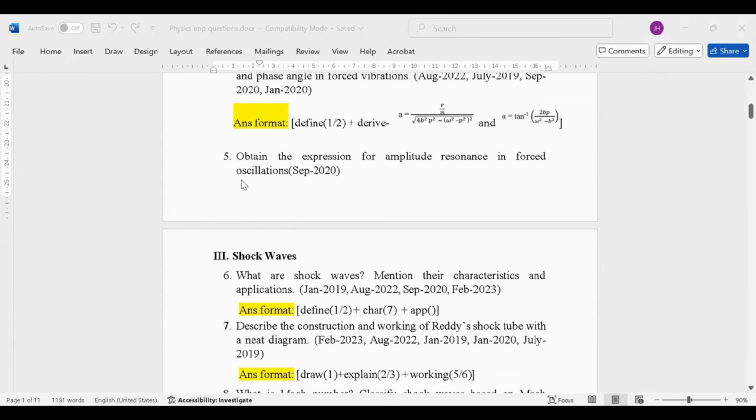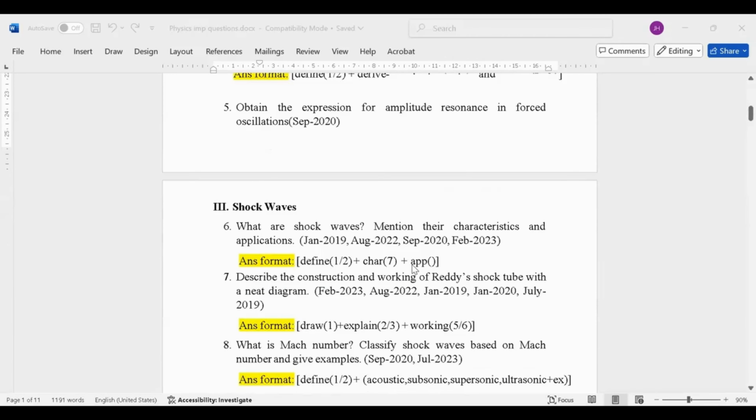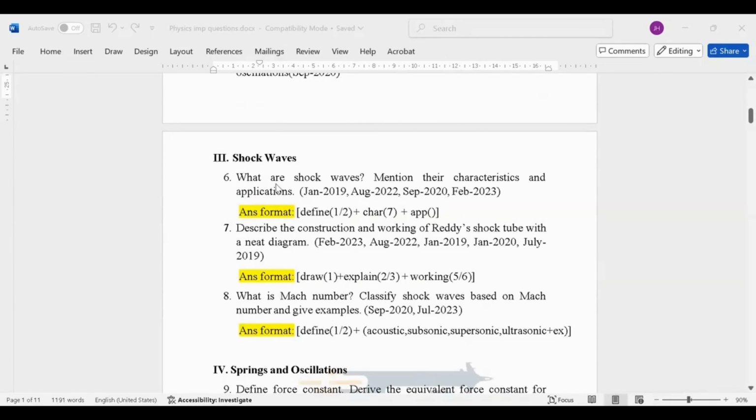Now, obtain the expression for amplitude resonance in forced oscillation. So this is nothing but the same question as above. So this is what you have to derive. A is equal to F by m divided by root over 4 b square p square plus brackets omega square minus p square whole square. Yes, guys. Okay. So now moving on to the sixth question.